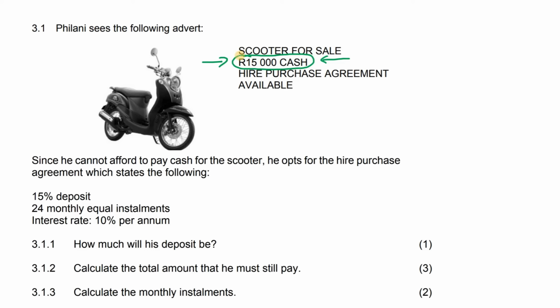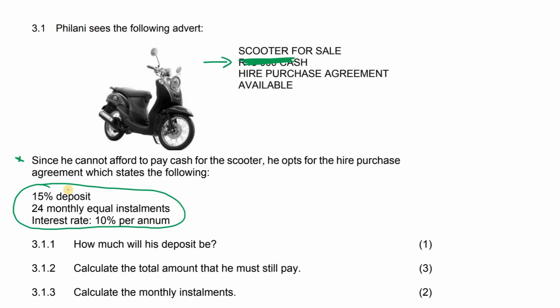Okay. That is the way that most people do it in real life, because sometimes to be able to have 15,000 Rand in one step can be very challenging. It says here, since he cannot afford to pay cash, he opts for the hire purchase agreement, which says the following. So he's not going to do this one, he's going to rather do this one.